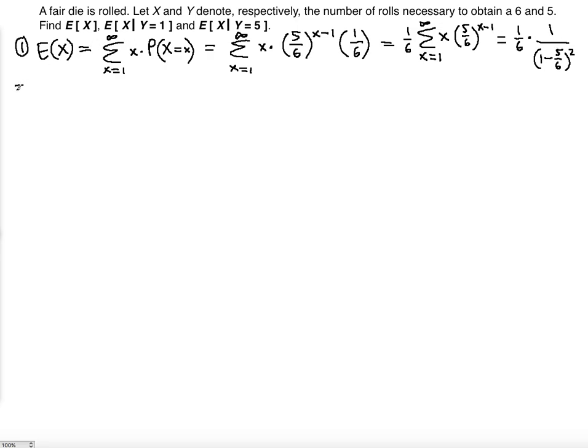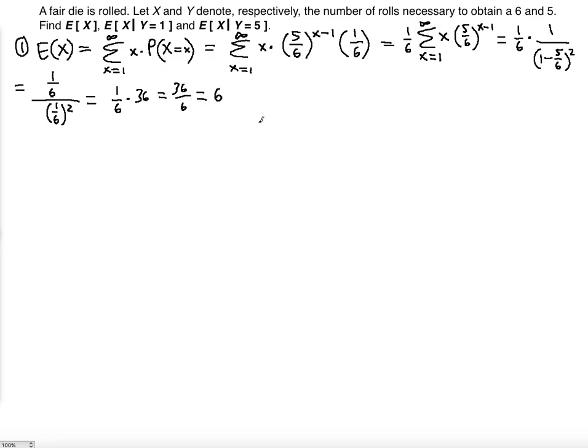So now this is equal to what? This is equal to 1/6 over (1/6) squared. So that's going to be equal to 1/6 multiplied by the flipped square of this, which is 36 over 1. So that's going to be 36 over 6, which is equal to 6.